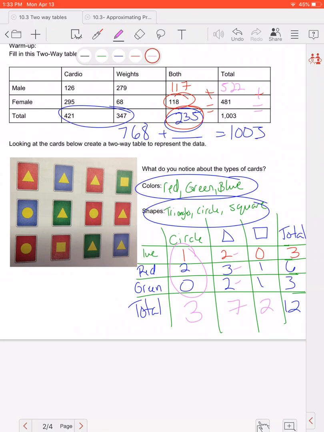Okay, so if I counted my squares, I have 1, 2 squares, right? And if I counted my triangles, I had 1, 2, 3, 4, 5, 6, 7 triangles. So all of this should add up when we actually create the two-way table.